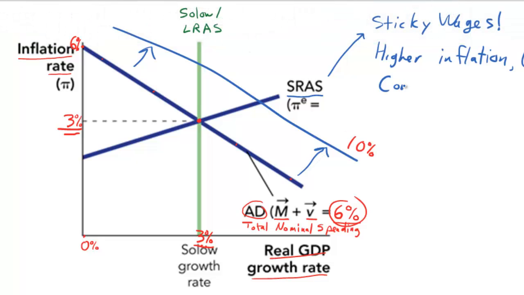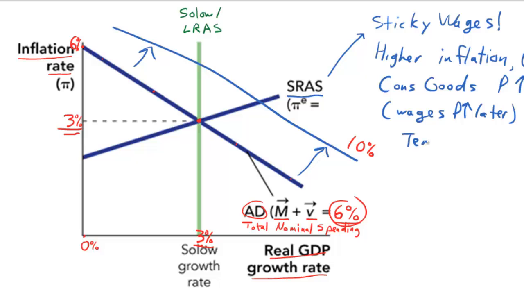Consumer goods prices rise first. Wages, which are an input price, go up later. We have a temporary increase in business profits. And how do businesses respond to an increase in profits? They expand production, more land, labor, and capital are employed. And so what do we see? We're going to see an increase in output here. And let's say output growth goes up to 5%.